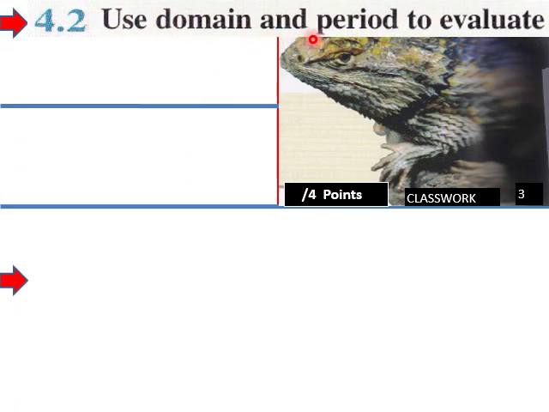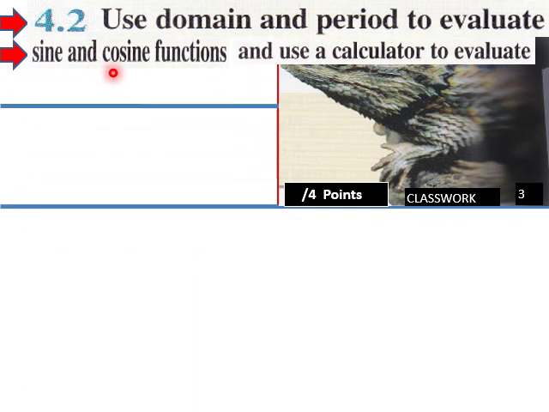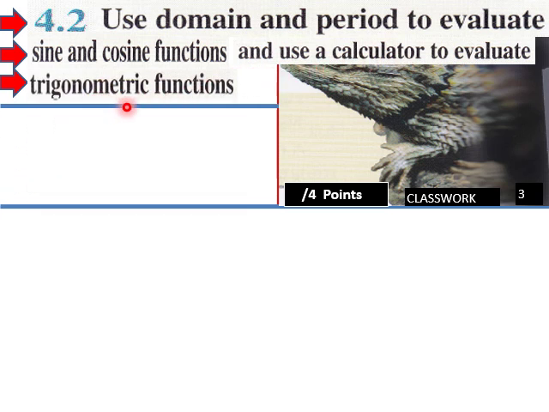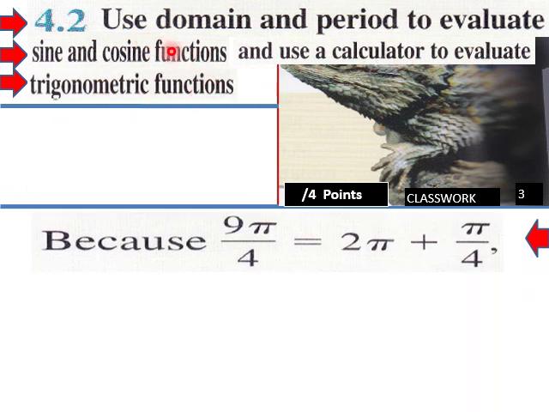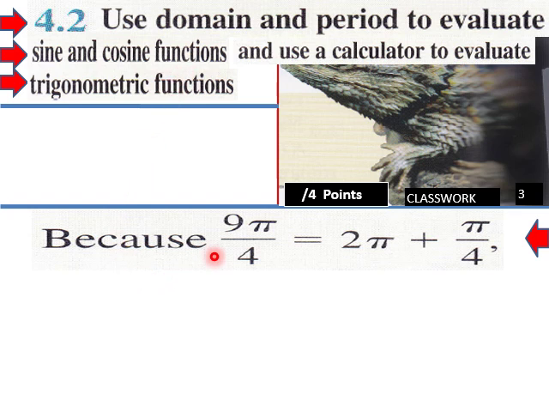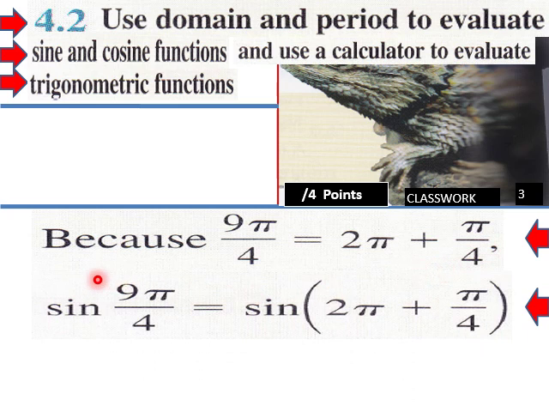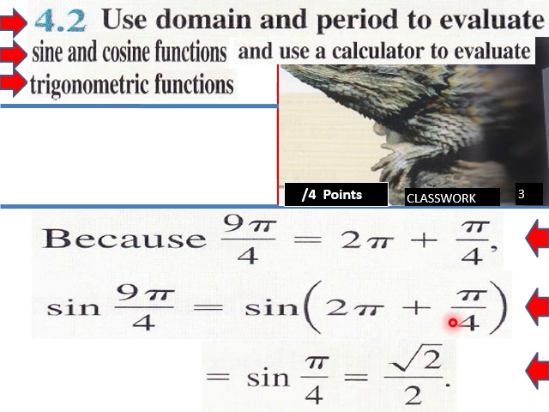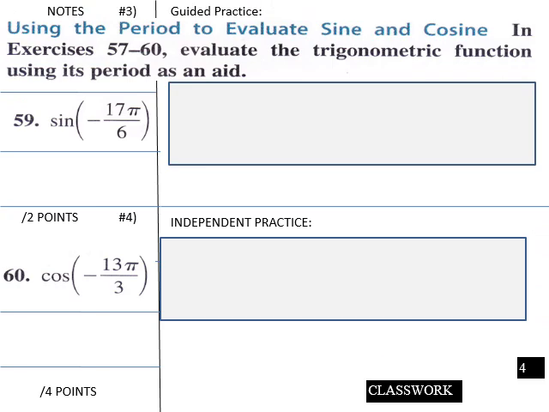Okay, moving on now into our second example here. 4.2: use domain and period to evaluate sine and cosine functions, and use a calculator to evaluate trigonometric functions. Because 9 pi over 4 equals 2 pi plus pi over 4, sine of 9 pi over 4 would equal sine of 2 pi plus pi over 4. Then sine pi over 4 equals square root of 2 over 2.